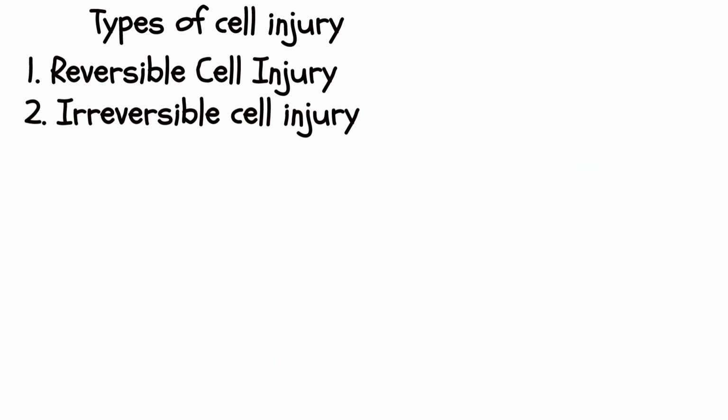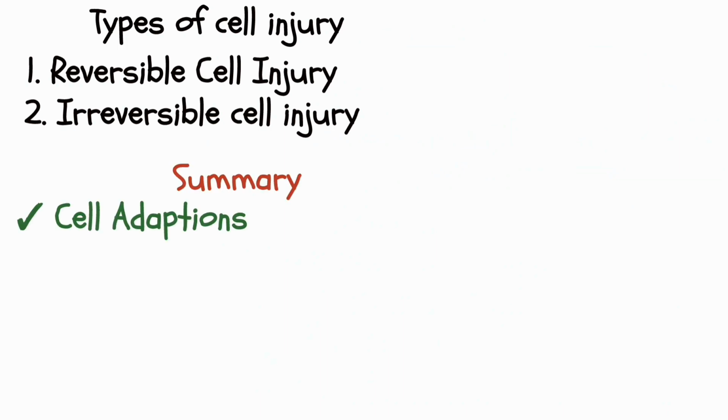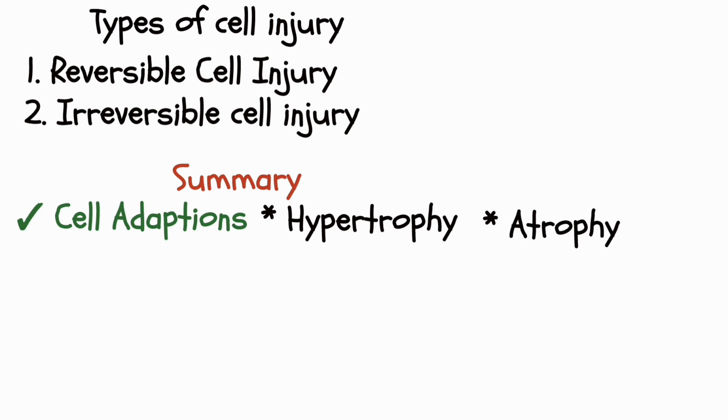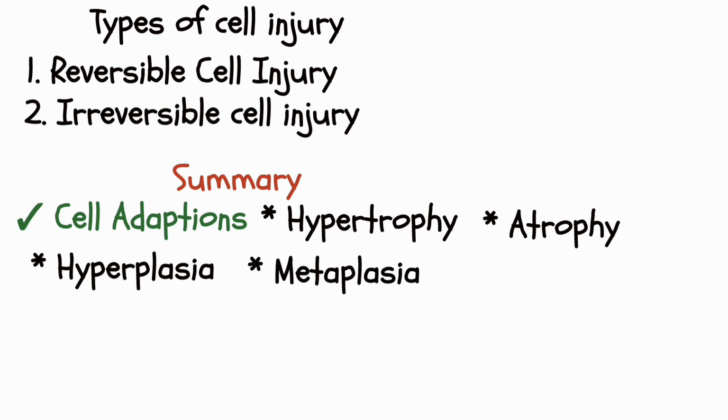And that's it for today, guys. Don't forget that a cell will modify its structure and function in order to adapt to increasing demands and stress. It does this by increasing its size, that's hypertrophy, or reducing its size, atrophy, also by increasing its number, hyperplasia, or changing its morphology, that's metaplasia.